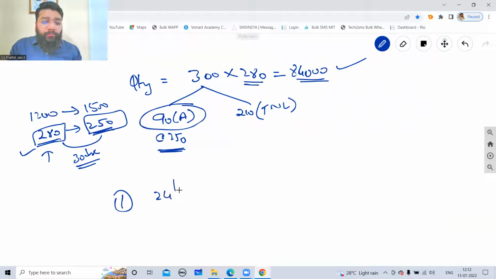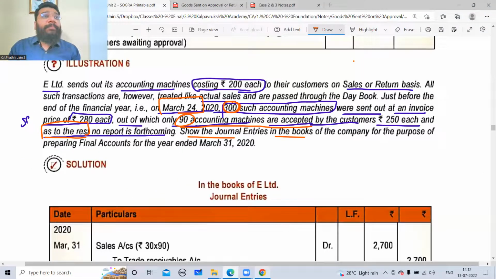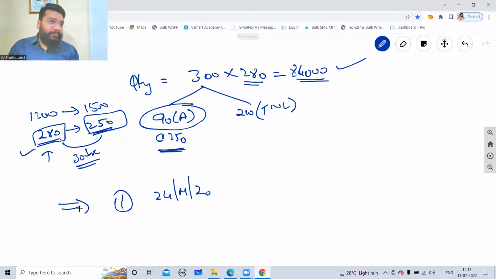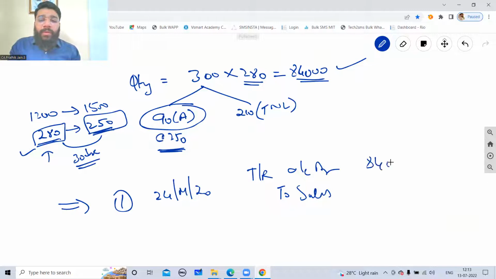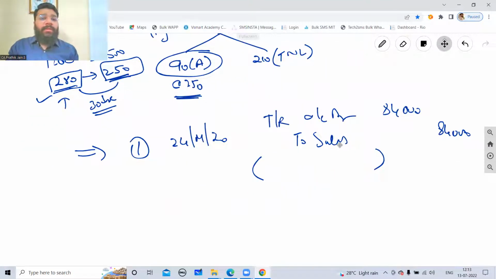So on 24th of March 2020, final account on 31st of March they've asked. Okay, sorry, they've told us to pass the entries only on 31st of March. So this is not required, but I'm doing it for knowledge purposes. So what will be the entry? Trade receivable account debit to sales, which is 84,000 and 84,000. Being 300 items of goods sent to the customer at 280 each.